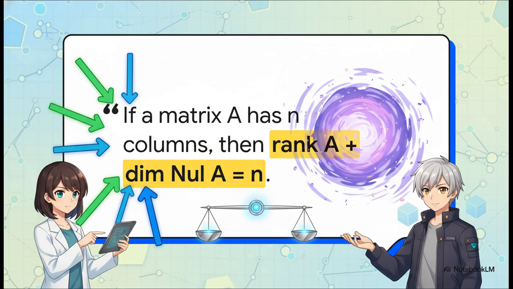It says that for any matrix A with n columns, its rank plus the dimension of its null space will always equal n. Think about it. The number of pivot columns plus the number of non-pivot columns has to equal the total number of columns. It's a perfect statement of balance that exists inside every single matrix.